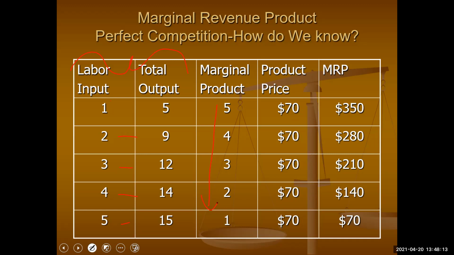Now, this is perfect competition. The question is, how do we know? Because the product price is always $70. And so notice what the marginal revenue product is. The marginal revenue product over here is $350. So if we hire one worker, they can produce 5 units. We can sell them at $70. That's $350. When we hire the second worker, they can only produce 4 additional units. That's their marginal product, times the $70 equals $280. Okay, and 3 times 70 is 210. Notice what happens to this marginal revenue product. It falls. Okay, and in this case falls rather precipitously, although not as precipitously as we'll see later on.